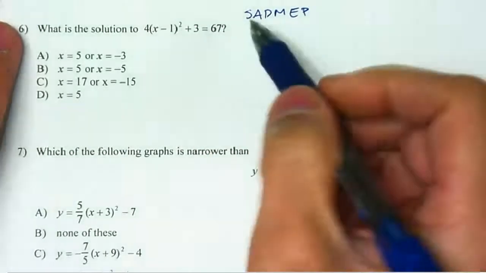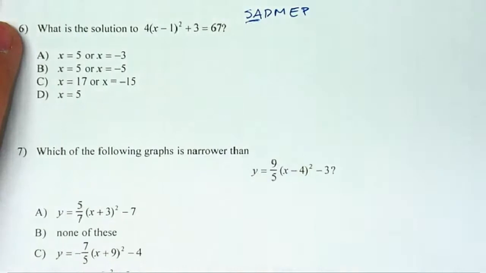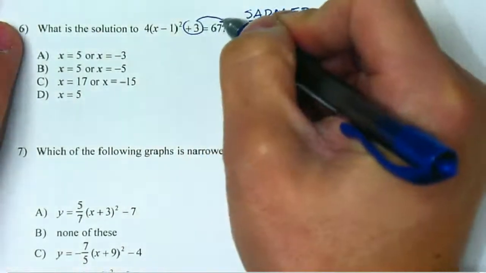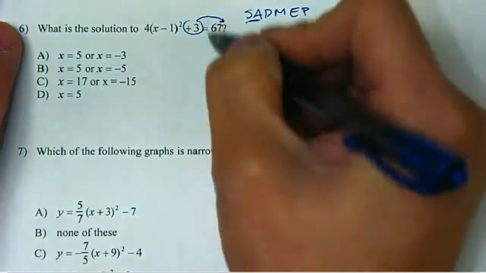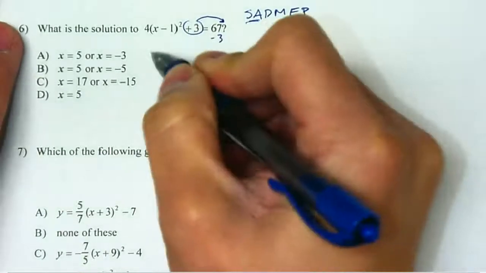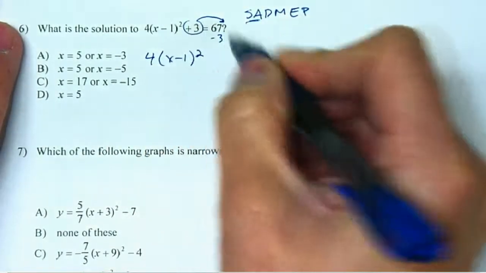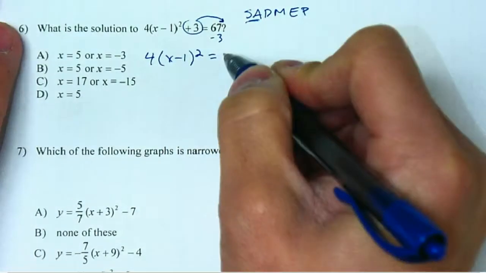the x. So I want to move away the addition and subtraction first. For example, this plus 3, let's move that away first. And so it becomes a minus 3. And when I get a minus 3, I get 4 times x minus 1 squared, that stays. That moved to the other side as a 67 minus 3, which is 64.